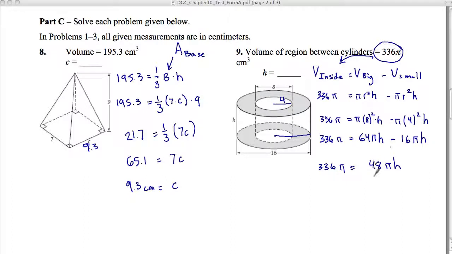Right, last step is dividing both sides. I'm going to go ahead and change colors here. Divide both sides by 48 pi. Notice the pi's cancel out, and we're left with the height is equal to 7 centimeters. All right, on to the next problems here.